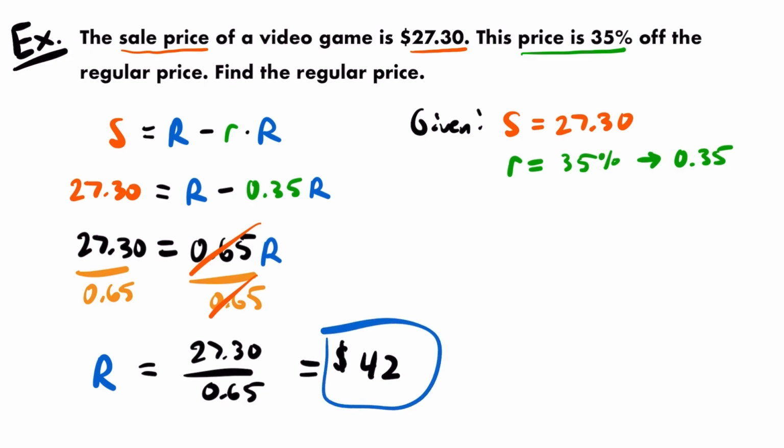Don't forget your units here. We are working with values of money when we're talking about prices. So the regular price of this video game would be $42. Okay, so when the game is priced at $27.30, that is 35% off of the regular price, which is $42. Okay, and so if you wanted to find out the actual amount of the discount, meaning how much money did you save, you could subtract the sale price from the regular price. Okay, but with that, we have solved this discount problem. We found the regular price of the video game with the help of this equation, and so we're done.